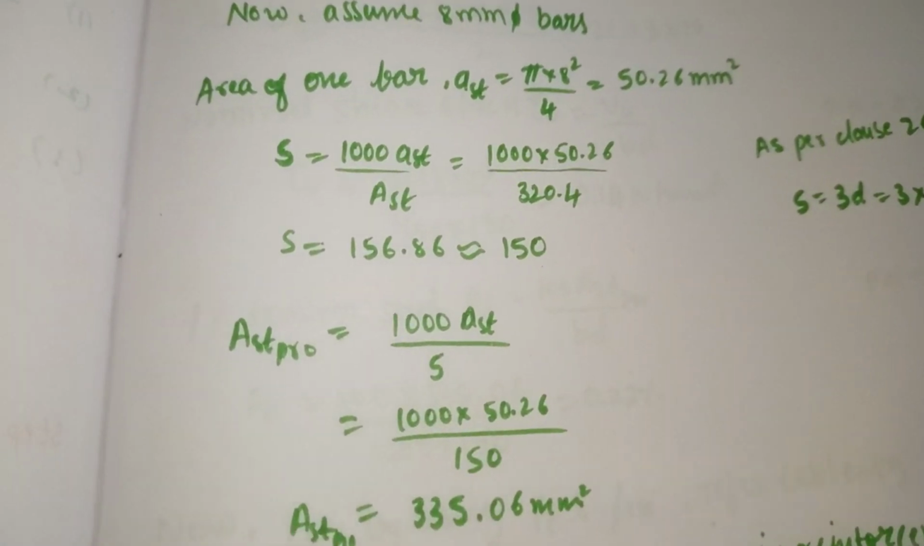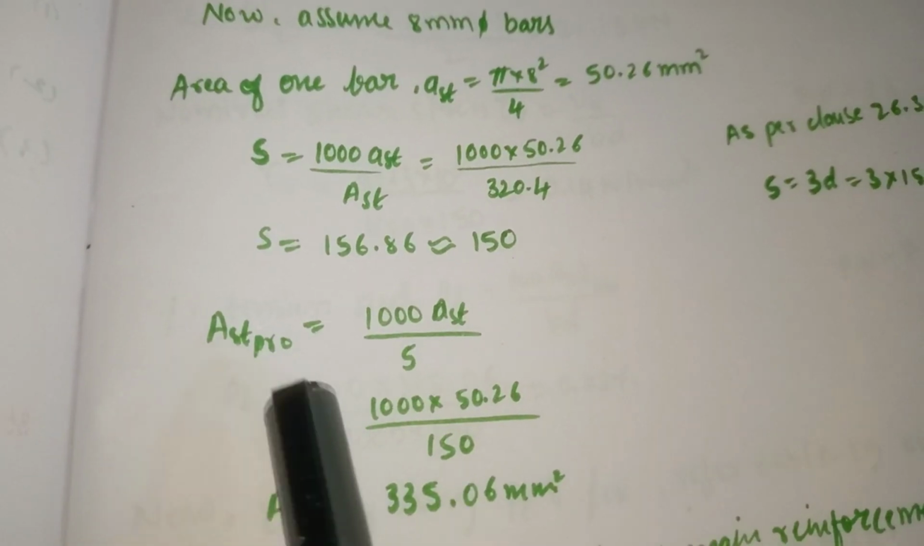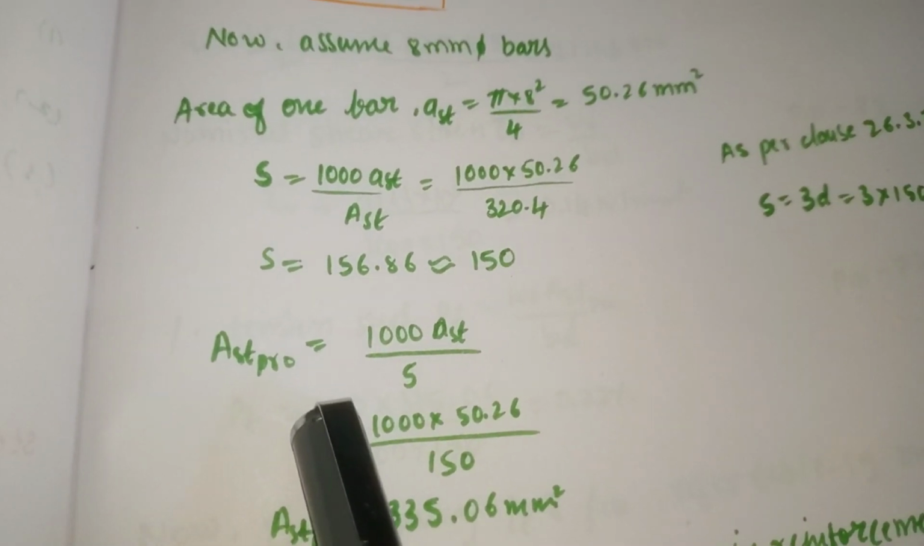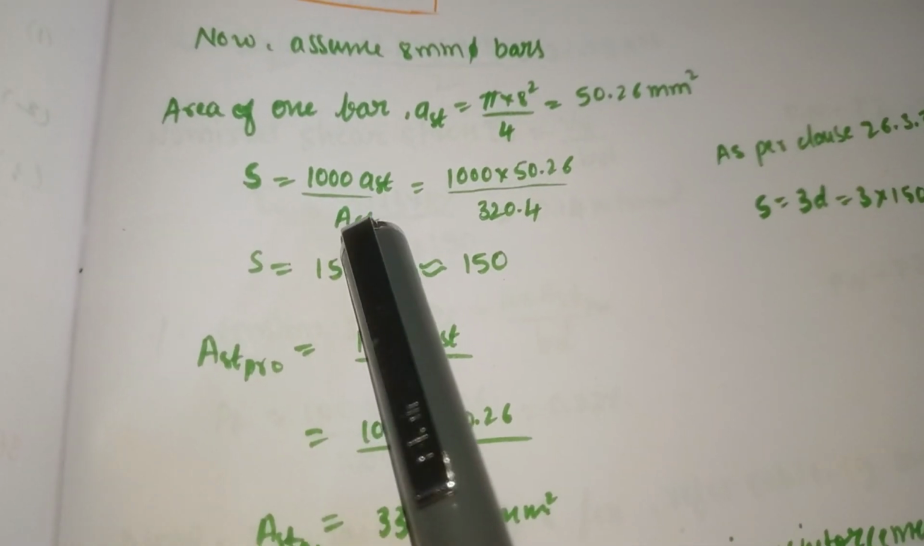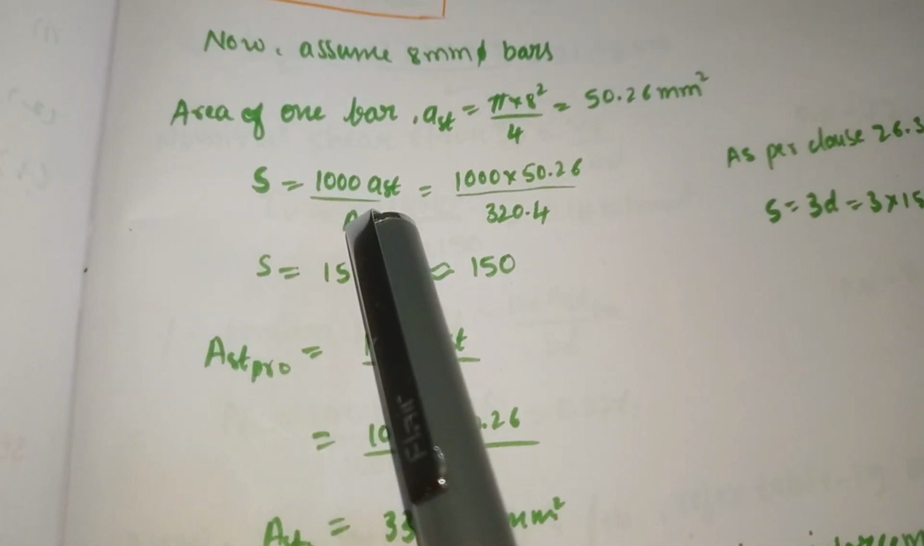So now we will go for the calculation of the Ast provided. For that we have the same formula. By using this formula I have simply moved Ast to here and spacing to here.